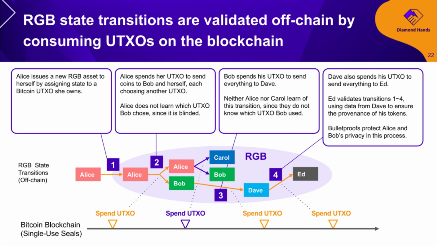And then finally, when we get all the way to the end, Dave is sending his tokens to Ed. Ed is able to do the validation to ensure that Dave actually has the tokens in his ownership that he says he does. And Ed is able to backwards validate those tokens in a way that doesn't violate the privacy of Alice and Bob. All he needs to know is that Dave has the tokens that he says he has.